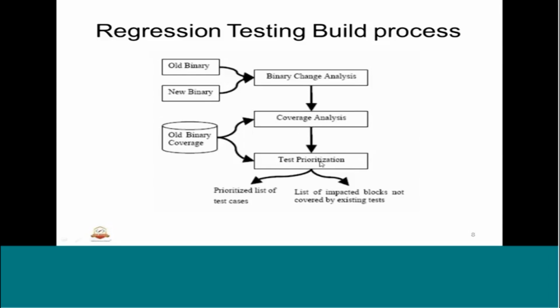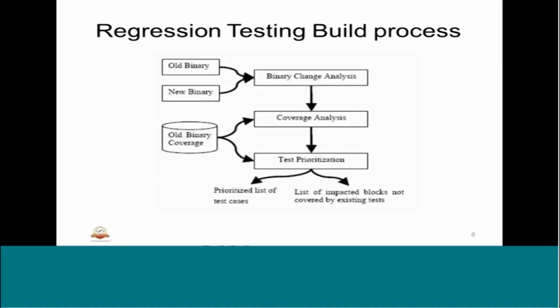Then we are going to prioritize the test suites, or the regression tests, which we are going to start. We will come up with a prioritized list of test cases, and a list of impacted blocks not covered by existing tests. That means which impacted blocks are not covered by the existing tests will also come out as an output of the test prioritization activity. So this will be a typical test building process of regression testing.